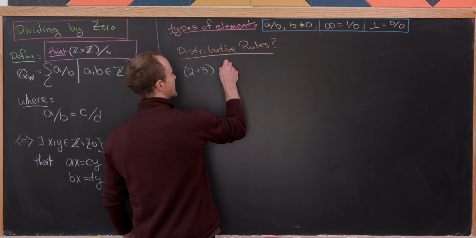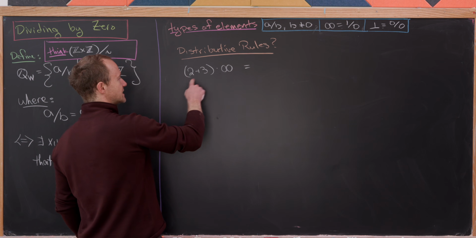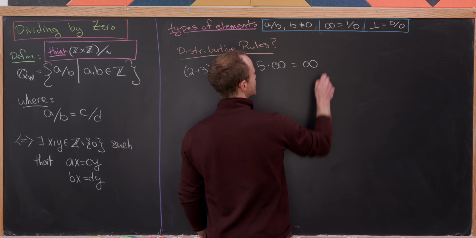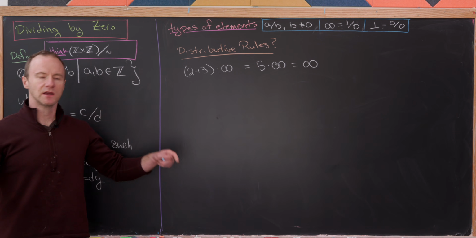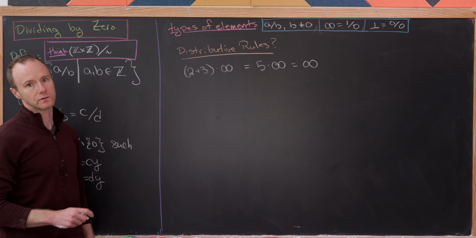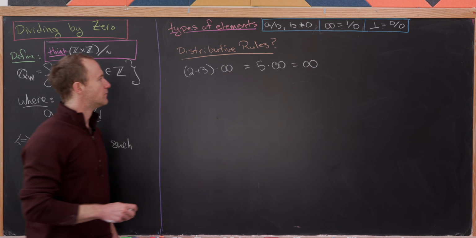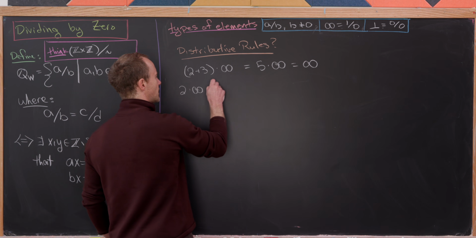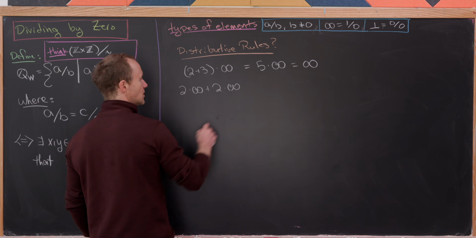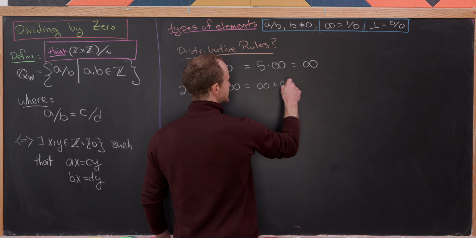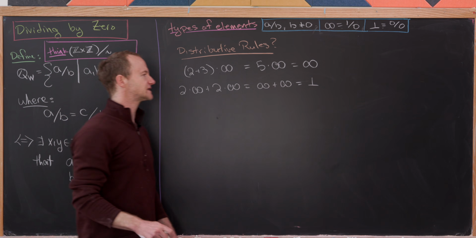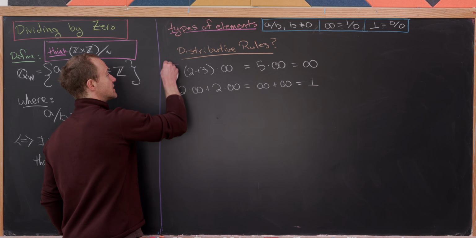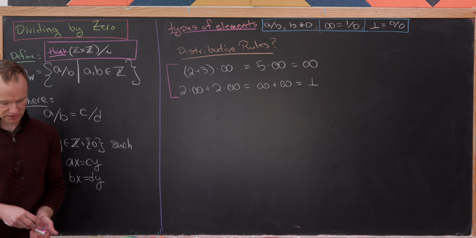So let's start with infinity. On the one hand, 2 plus 3 is 5, so that's 5 times infinity. But we showed that 5 times infinity was equal to infinity, using our arithmetic rules on the last board. But on the other hand, if we look at 2 times infinity plus 3 times infinity, well, that's going to be infinity plus infinity. But infinity plus infinity was the perpendicular number. So in this case, it seems like the distributive rule does not hold.